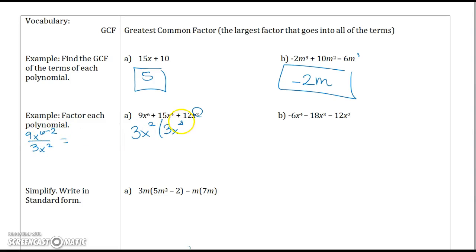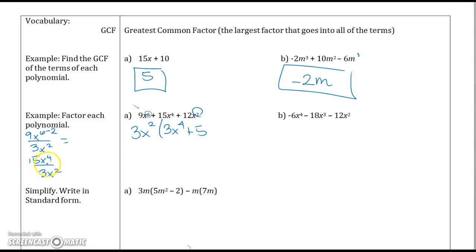So I have x to the 4th left over. You can check it. 3 times 3 is 9, check. And then x squared times x to the 4th, I would add those exponents and get x to the 6th power. Okay, this next sign is plus, so plus 15x to the 4th, this is what's going on in my head, divided by 3x squared. 15 divided by 3 is 5.